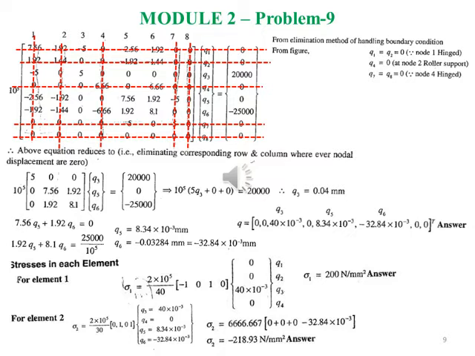Q4 is 0 because it is a roller support. So only the values of Q3, Q5 and Q6 are available. All others will be removed. That is first row first column, second row second column, fourth row fourth column, seventh row seventh column and eighth row eighth column will be removed. Only 3, 5 and 6 will remain. So the entire matrix will be reduced to a 3 into 3 matrix.